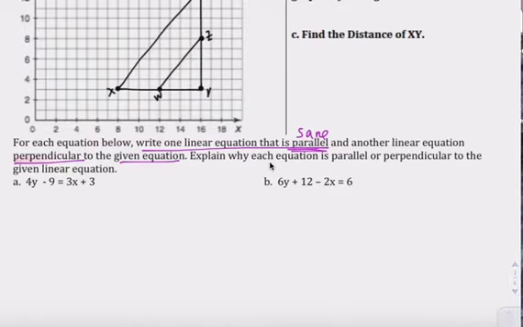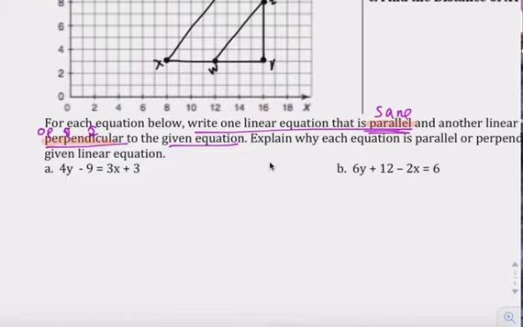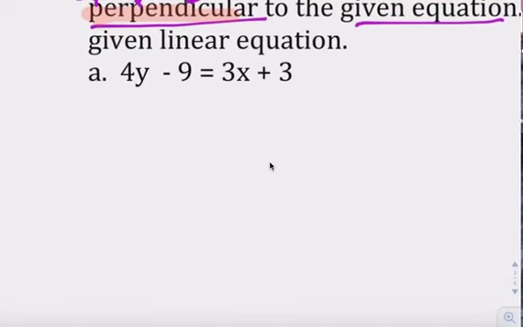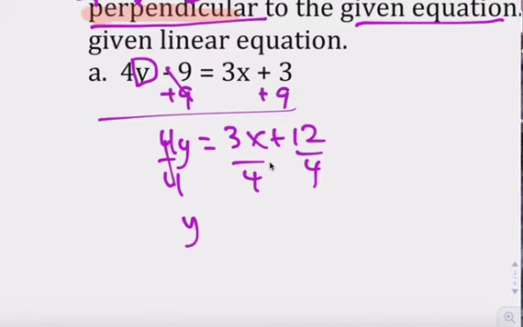All right, perpendicular. Perpendicular is opposite and reciprocal. We'll change the sign and flip it, relative to the given equation. So the given equation, you need to solve this for slope-intercept form. Add 9, add 9. We need to solve for y here. 4y equals 3x plus 12, and then divide by 4, divide by 4, divide by 4. y equals 3/4 x plus 3.